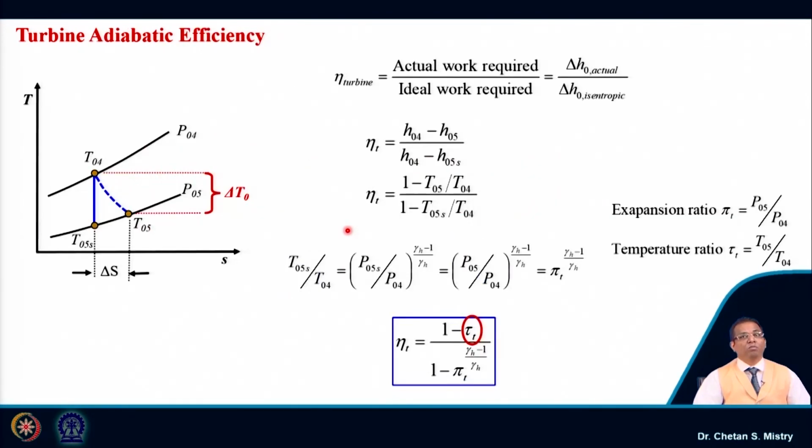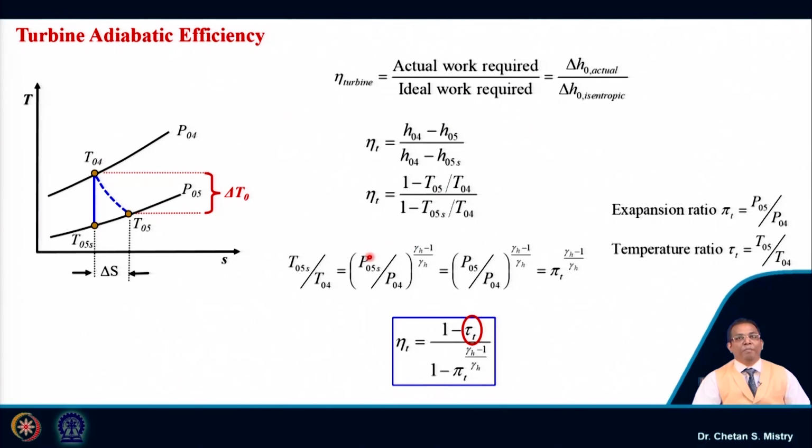Once we have an understanding of that, we introduce a new term called the adiabatic efficiency. For the turbine, it is given by the actual work divided by the ideal work. If you recall, the compressor is a power-consuming device, and that is why the equation was in the reverse way. Here this is a power-generating device, so do not get confused about the definition of efficiency. Here it is given by H04 minus H05 divided by H04 minus H05s, where the denominator represents my isentropic work.